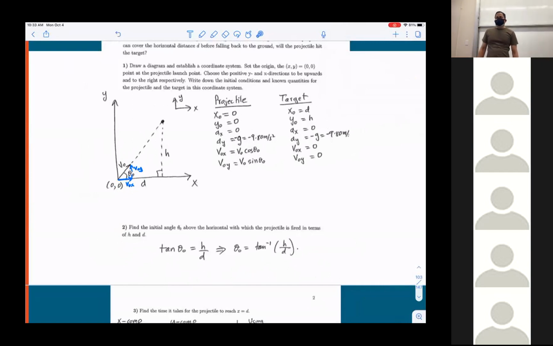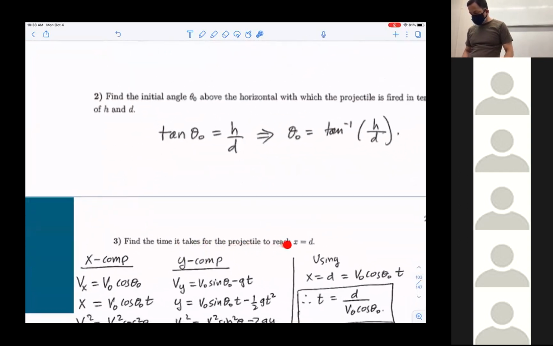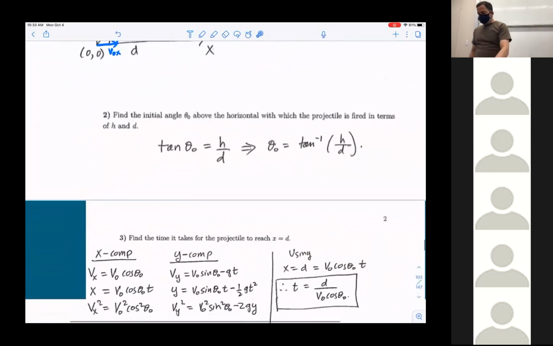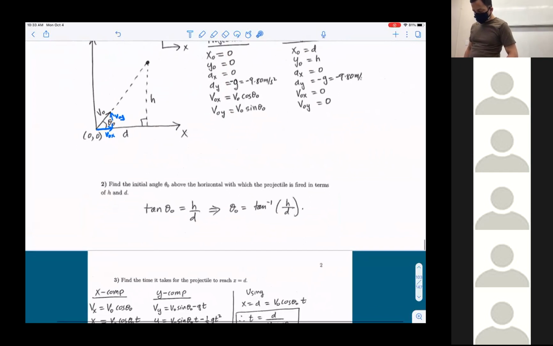All right, so next, as I said, the thing that we want to find is at what time this projectile crosses x equaling d. Once we can get that time, then we can figure out the heights of both the target and the projectile at that time and see if they're the same or not. So the next question is: find the time it takes for the projectile to reach x equaling d. What I'll do once again is take this initial information and rewrite my x and y equations of motion for the projectile.